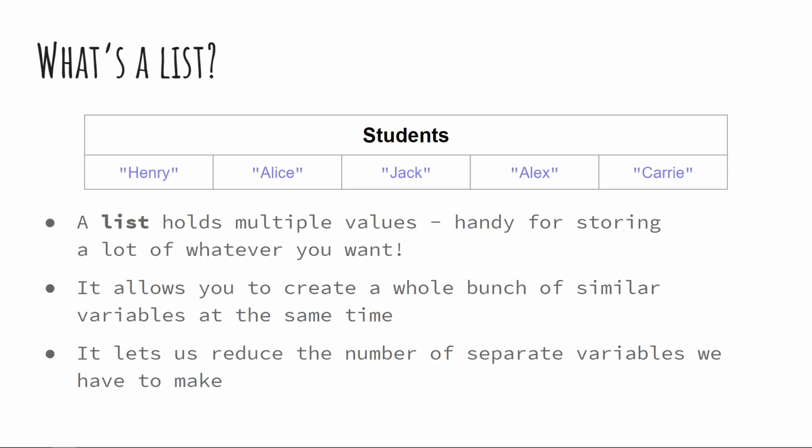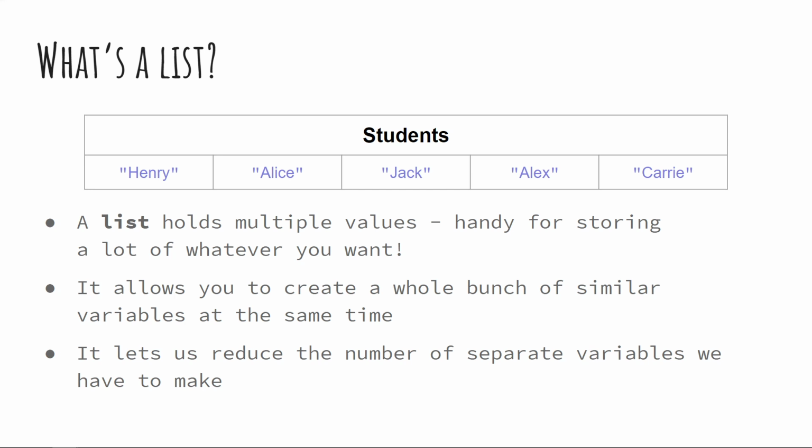Okay. Now we're going to get into our new content for today. And so we're going to start by talking about lists. So a list is a structure that holds multiple different values. So it's, as it says on the slides, it's handy for holding a lot of whatever. So it allows you to create a whole bunch of similar variables at the same time. That lets us reduce the total number of separate variables that we have to make.